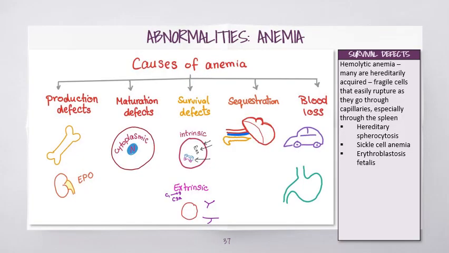So next we go to the survival defects. Survival defects, by the name itself, you have decreased survival of your RBC. A good example here are the anemias that are hemolytic, meaning the red cells are destroyed in the blood. Many of these are hereditarily acquired. The red blood cells here are very fragile and easily rupture as they go through capillaries, especially through the spleen. Examples here are hereditary spherocytosis, sickle cell anemia, and erythroblastosis fetalis. Okay?